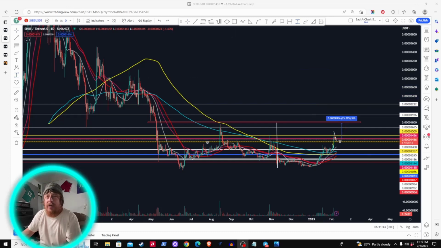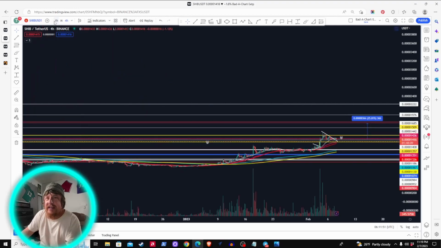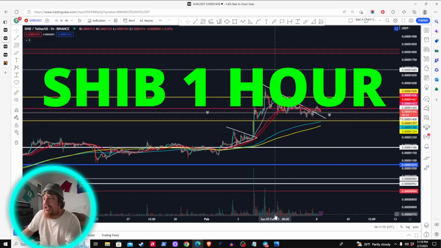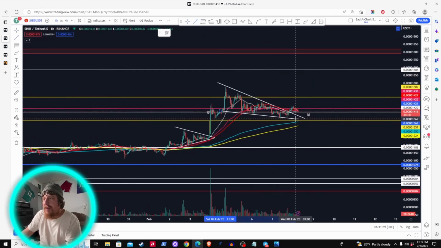Now, of course, as always, you want to combine TA on different time frames, especially if you're planning on trading the coin more than short to midterm. So of course, you could scroll into something like the 4 hour. In this case, we'll go to the 1 hour, and we can see the price action has been inside of this little consolidating wedge that it recently broke out of.